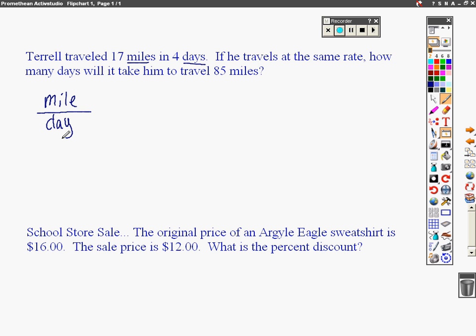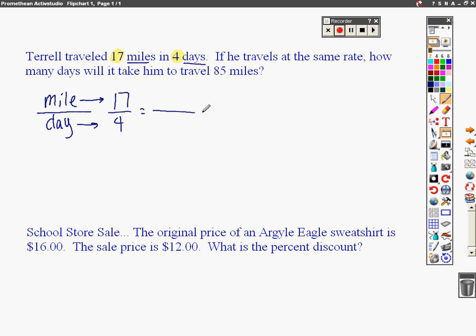Okay? Now, next thing we do is read the problem again. Terrell traveled 17 miles in 4 days. Well, that's what we're comparing. 17 miles in 4 days. So we make our first ratio 17 miles, right, over 4 days.